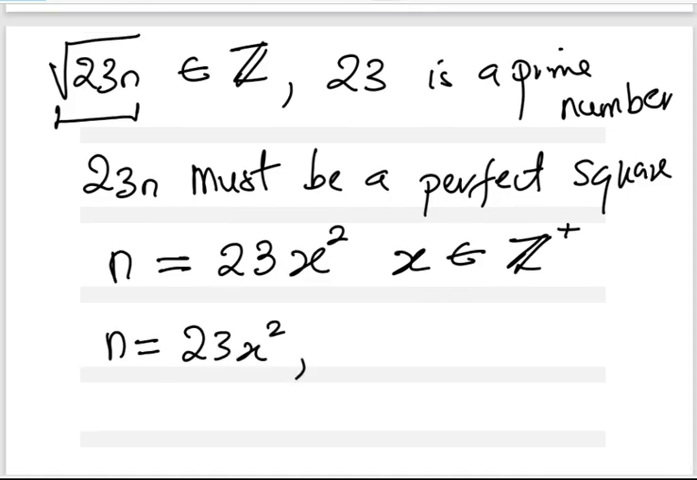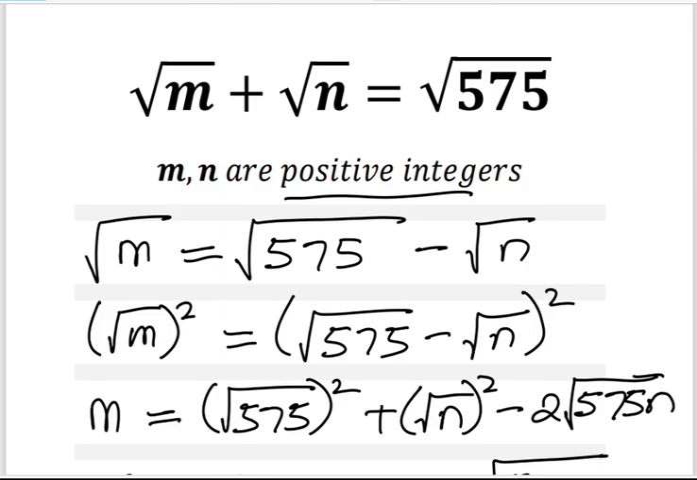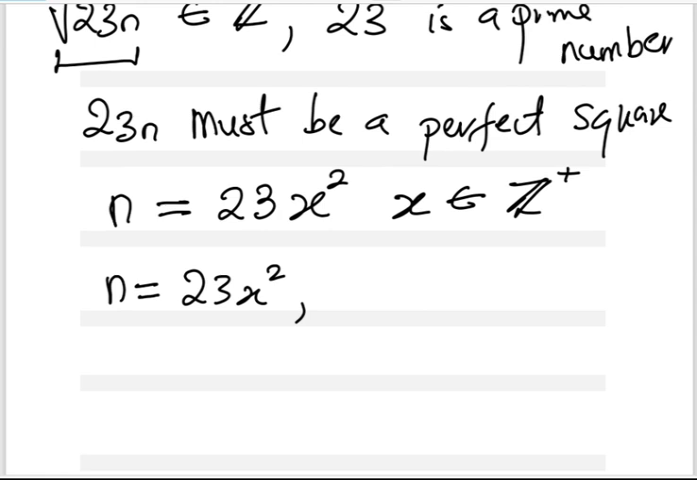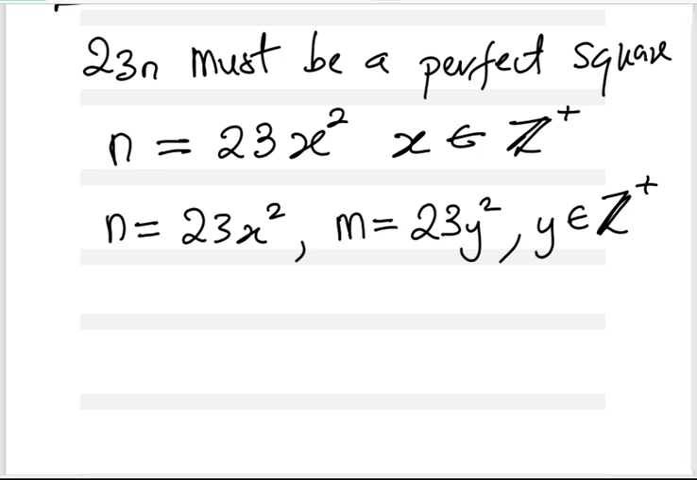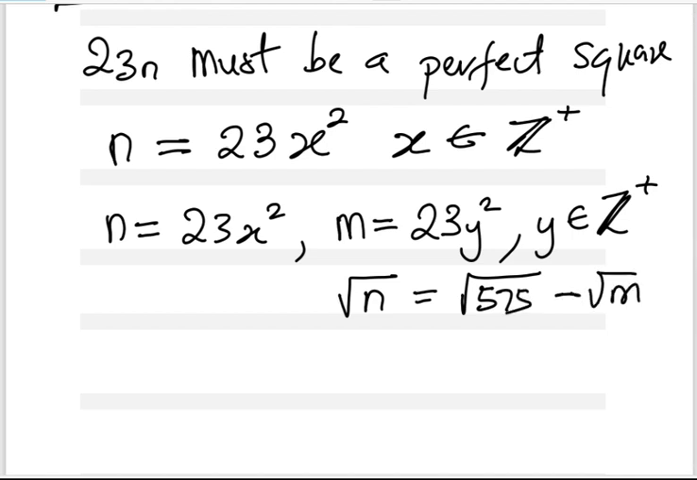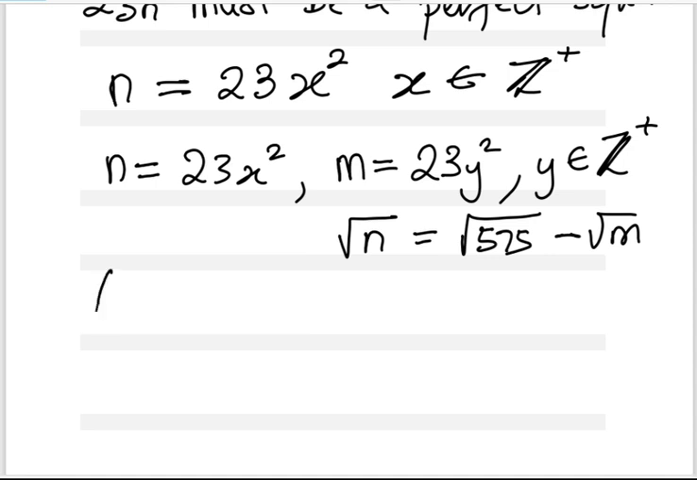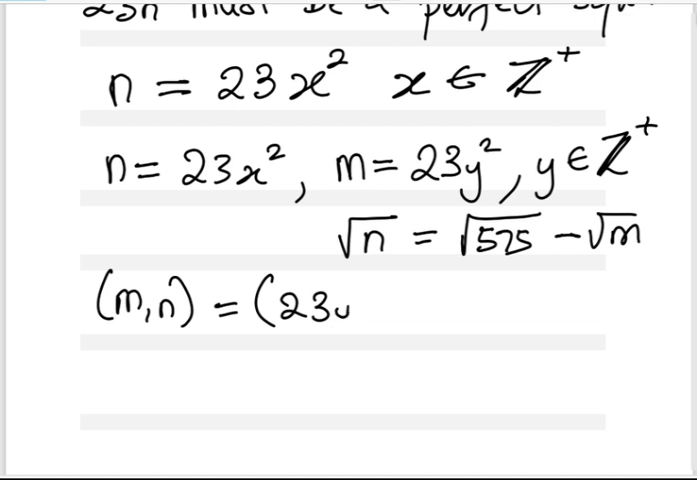And if we follow the same process and we make square root of n the subject of the formula here, not m, we would arrive that m is going to be of the form 23y squared, where y is a positive integer. I'll allow you to do this. To get this m, all you need to do is to solve this expression, and you are going to arrive at this. So clearly, we've gotten the form of our m and our n, which is 23y squared and 23x squared.